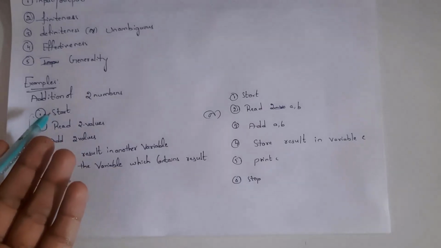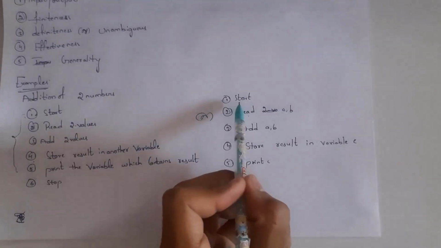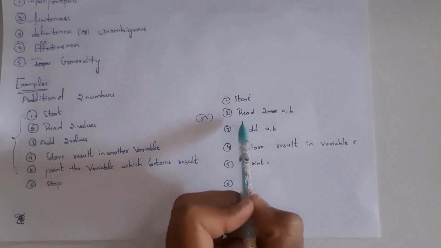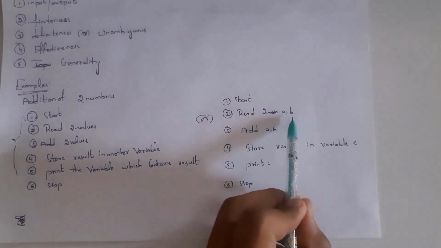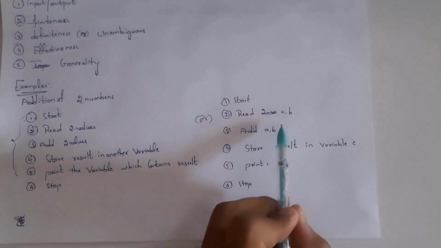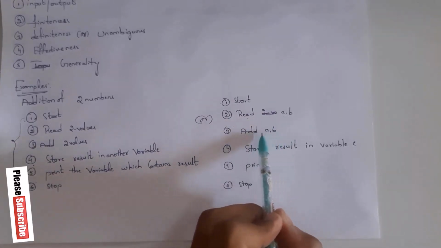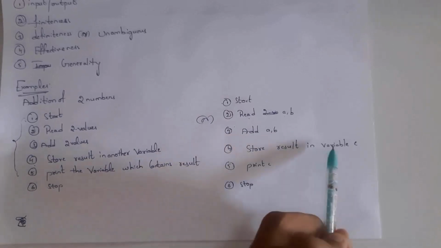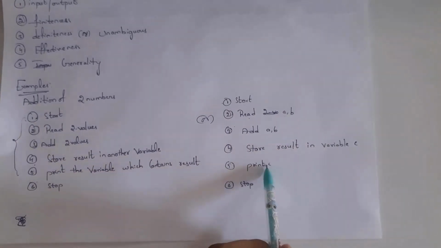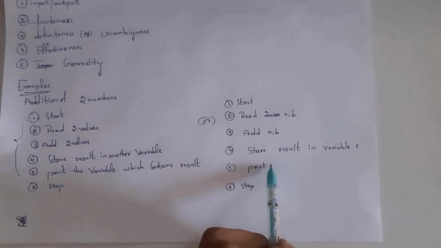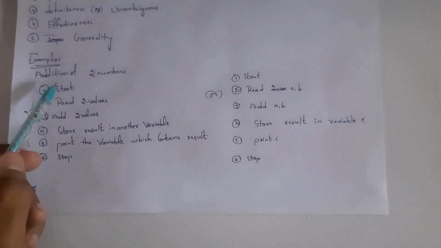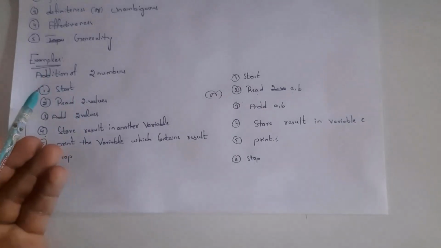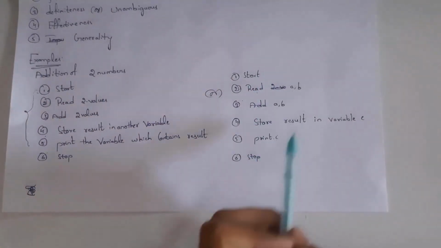So you can also write this same algorithm like this. Step 1 is start. And in step 2, I am reading two values, that is A and B. After reading two values A, B, I need to add these two values and store the result in another variable C, and I need to print this C because it contains the result, and at last step 6 is stop. This is how we need to write an algorithm. There is no rule that you need to write an algorithm only like this. You can write an algorithm as you wish. Here I have written the same algorithm like this.